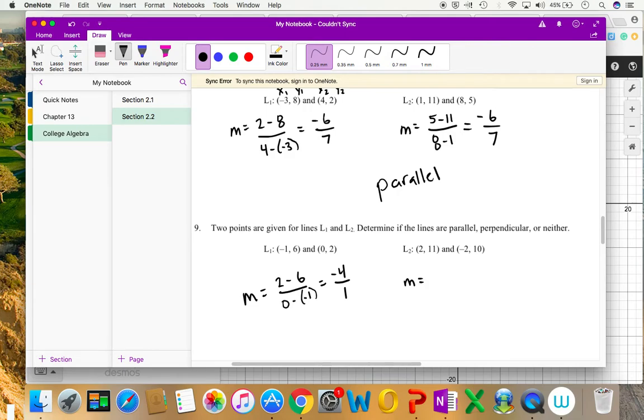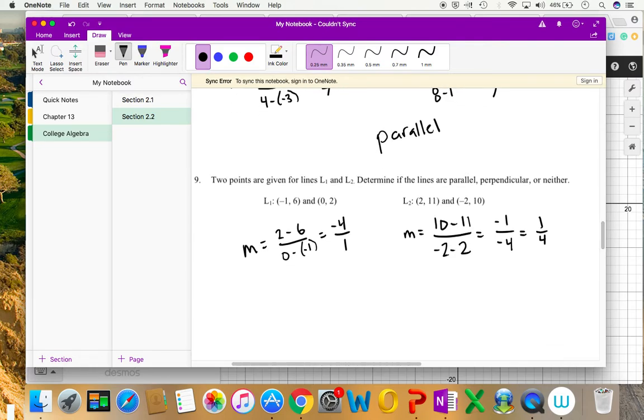Let's try over here. 10 minus 11 over negative 2 minus 2. So 10 minus 11 gives me negative 1. Negative 2 minus 2 gives me negative 4. So my slope is 1/4. Notice how the negative changes to a positive, and the 4 and the 1 switch to the bottom and the top respectively, making these two lines perpendicular.